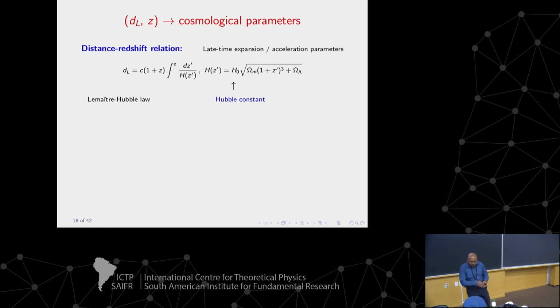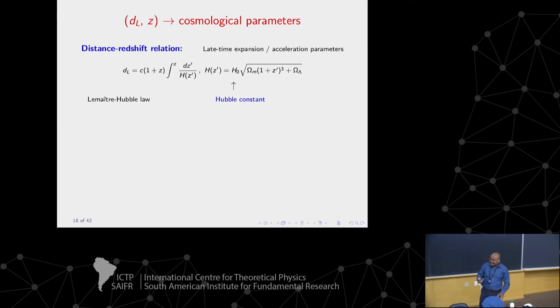Now you would also know that with measurement of luminosity distance and redshift, we can come up with a redshift distance relation on the observational side. And on the theoretical side, this redshift distance relation depends on the parameters of cosmology. What parameters in cosmology? The expansion and the acceleration parameters, so essentially the Hubble constant in the local universe, and parameters like the matter density, the dark energy density, and the dark energy equation of state.